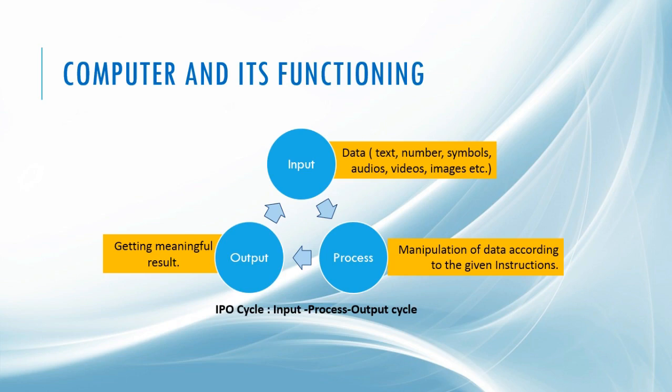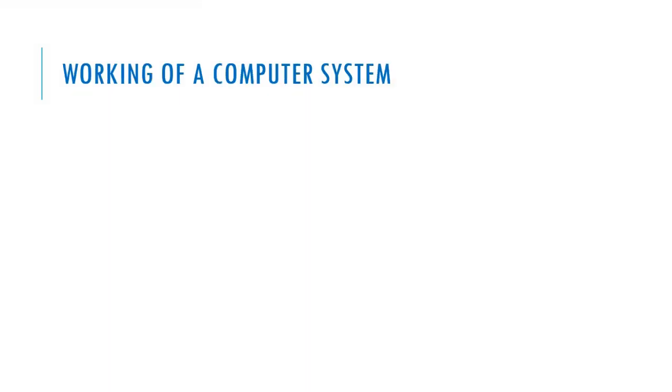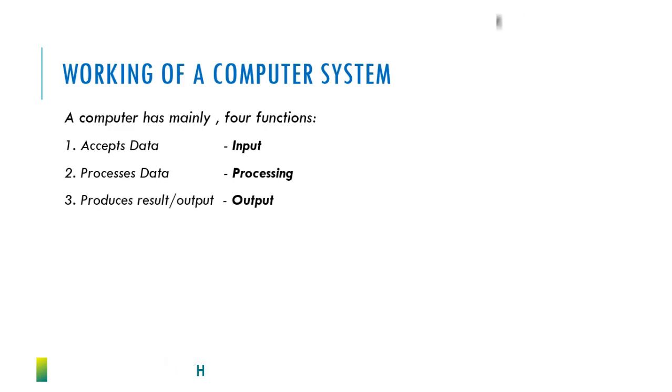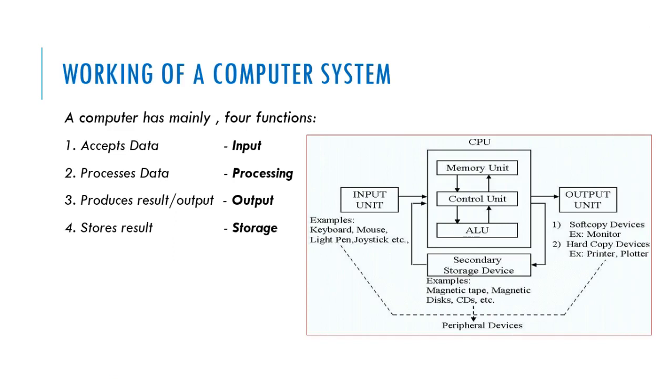Now we'll see the working of a computer system, how a computer system works. When a computer system works, it mainly performs four functions. That is, it first accepts the data in the form of input. Second, it processes the data, called the processing. Then it produces the result or output, called output. And the fourth, it stores the result, called storage.